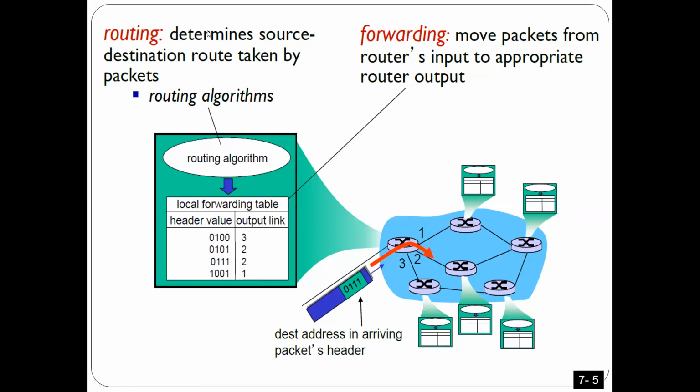Routing means we need to determine the route taken by a packet from source to destination. You have to run a routing algorithm. After you run the routing algorithm, we have what we call the routing table. This table is stored in the routers, so that after you receive a packet or segment, whatever you want to call it, you look at the destination, and the table tells you it has to go this way, or this way, or this way to get it delivered. Is that okay? Any questions?